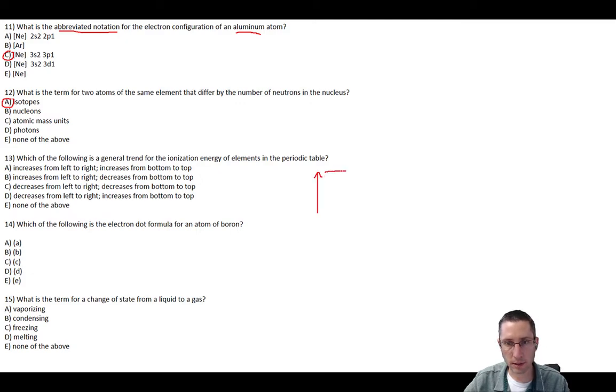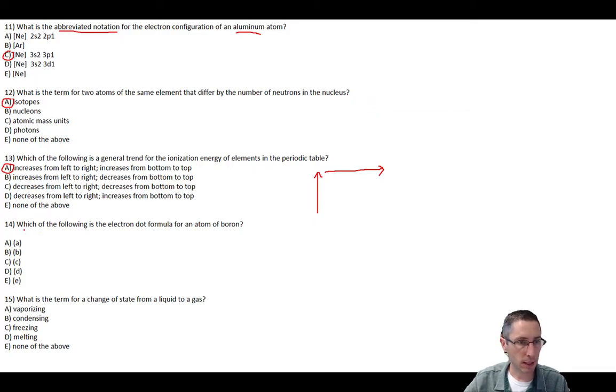13, ionization energy increases. Right, we just memorized these sorts of trends for atomic radii and metallic character and ionization energy. Here, ionization energy increases going from left to right and bottom to top. Right? Precisely because those atoms are getting smaller, it's going to be harder to remove that electron since it's closer to the nucleus.